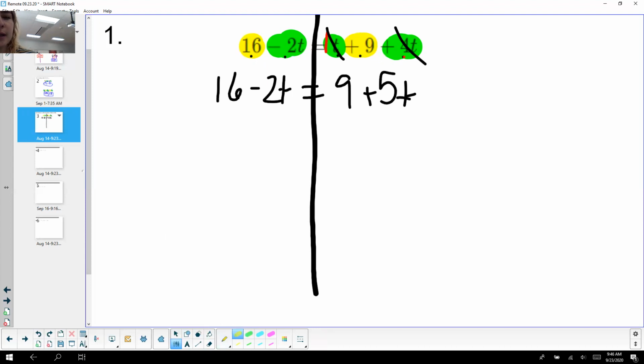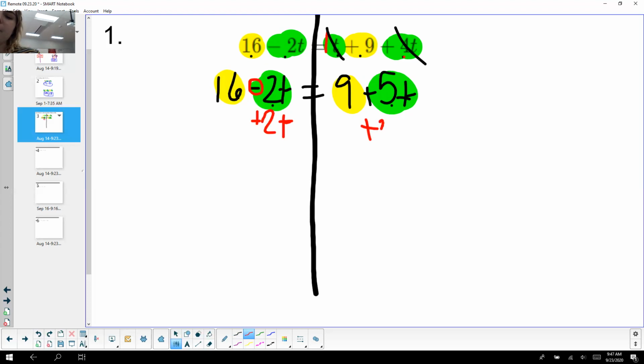I'm going to go ahead and take my highlighter out. I'm going to highlight my constants. I'm going to highlight my variables. All right, next up, I want to look at my two variable terms. So I've got negative 2t and 5t. You want to think of which one is smaller, so negative 2 or 5. So negative 2 is going to be smaller than 5. So I'm going to go ahead, and the opposite of this negative term is going to be to add 2t to both sides.